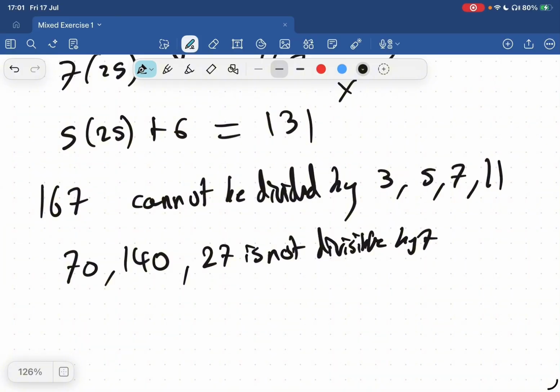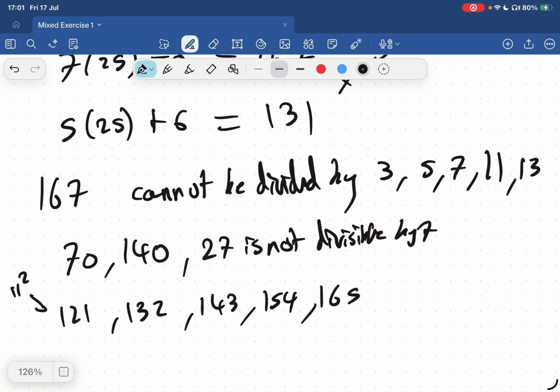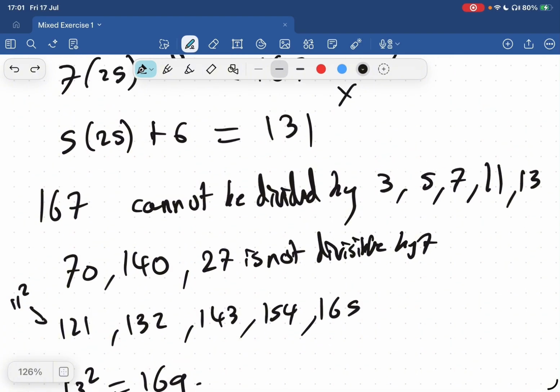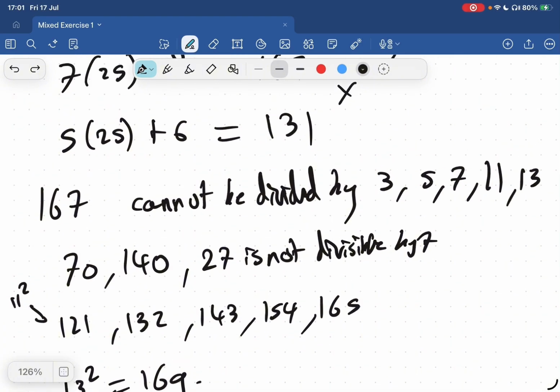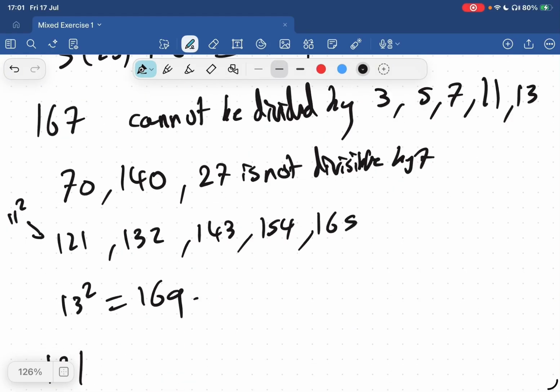11, can it be divisible by 11? Well, we've got 11 squared, 121, 132, 143, 154, 165. So it's not divisible by 11. Is it divisible by 13? Well, 13 squared is 169. So we've passed 167, so that's our proof that 167 must be prime, because it's only divisible by 1 and 167. And then we can do the same thing here for 131.